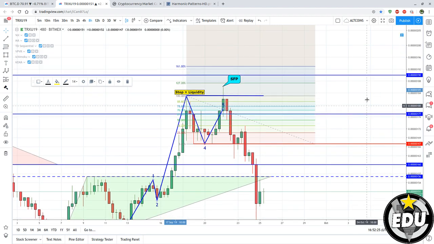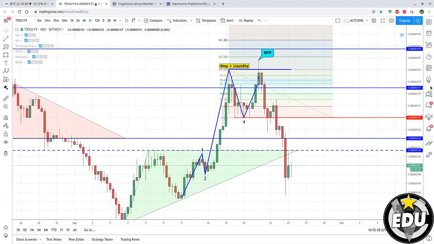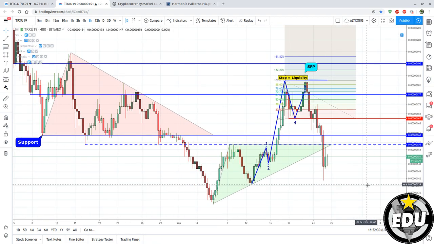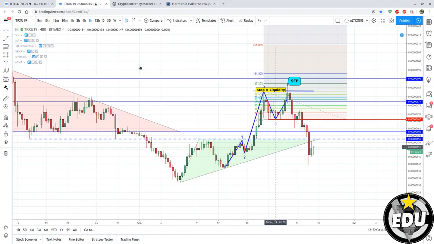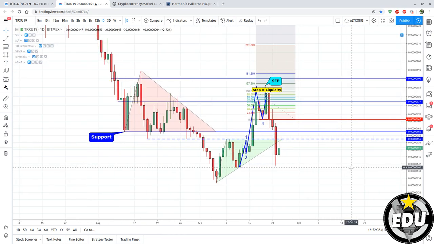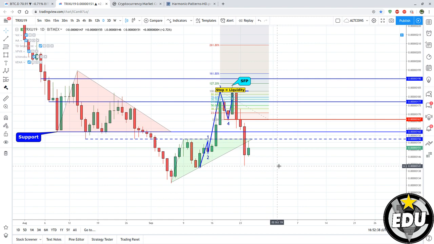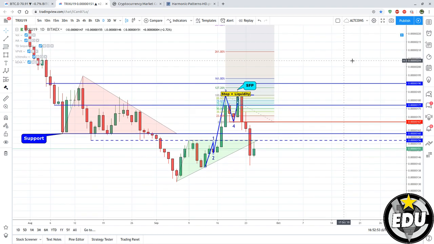Okay, so TRX, I don't know, too volatile at the moment. Too volatile, still below everything. It dumped even below my support, below the flat top support resistance, retesting. I don't know about this one.